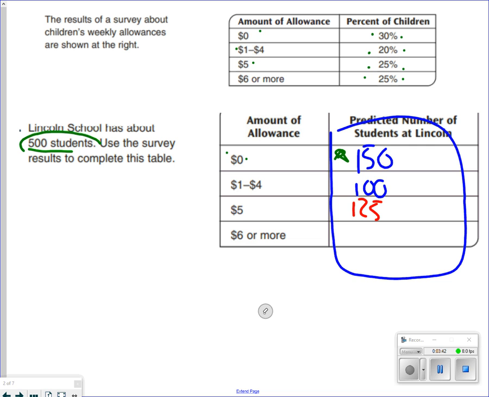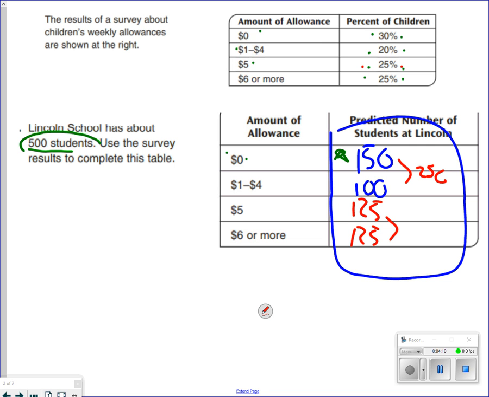What percent is $6 or more? 25% is $6 or more. Now, am I going to work this out again, or am I going to realize that 25% was just written here, so this is automatically 125? Now, if we were to work this out, it should equal 500. I have 150 plus 100 plus 125 plus 125. Let's check our work. I know 150 plus 100 equals 250.